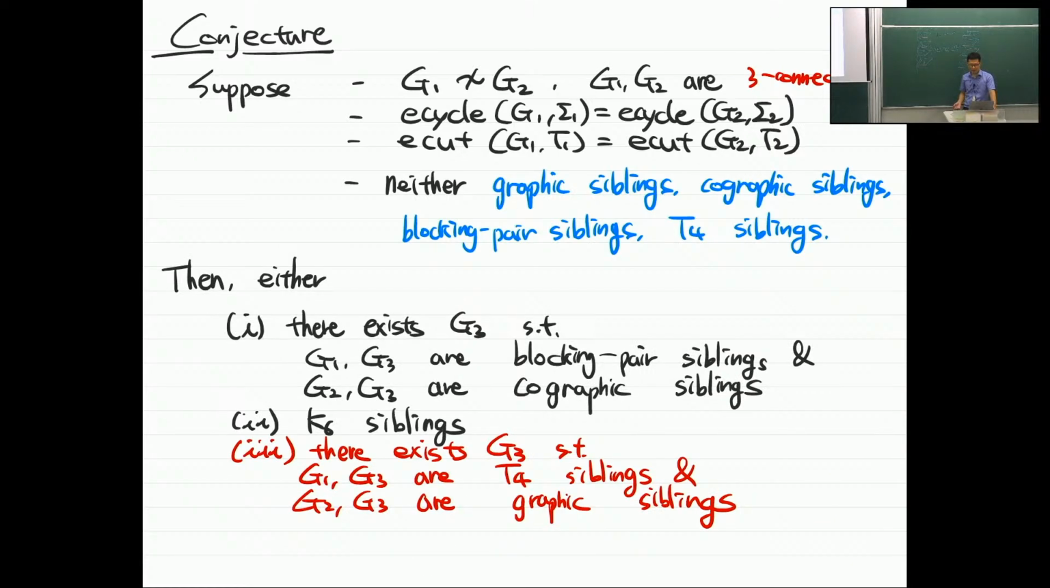If our matrix, E-cycle of G1 sigma 1, is not pinch graphic and E-cut of G1 T1 is not pinch choreographic, then we have only one result, K6 siblings.